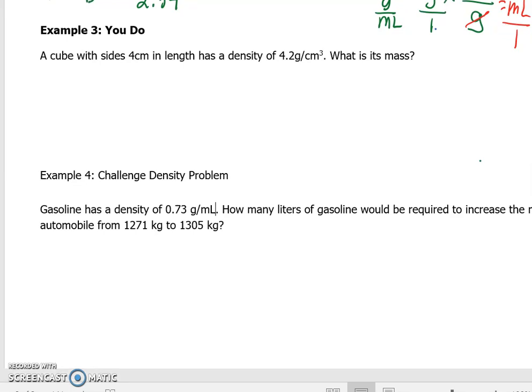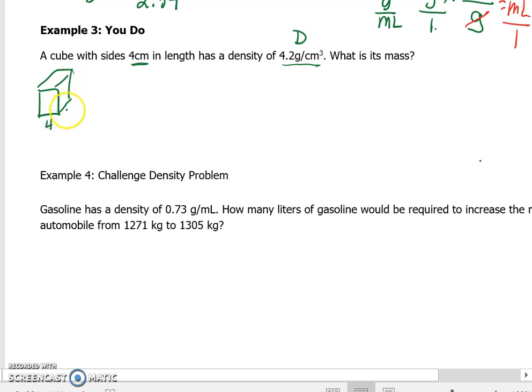Okay, so here we have a cube with sides that are 4 centimeters in length, and it has a density of 4.2 grams per centimeter cubed. Okay, so we have here our density, right, because our units are grams per centimeter cubed. But hopefully you caught this, that here, this is not one of our units for volume. So what it's saying here is we have a cube with 4 centimeters for each side.